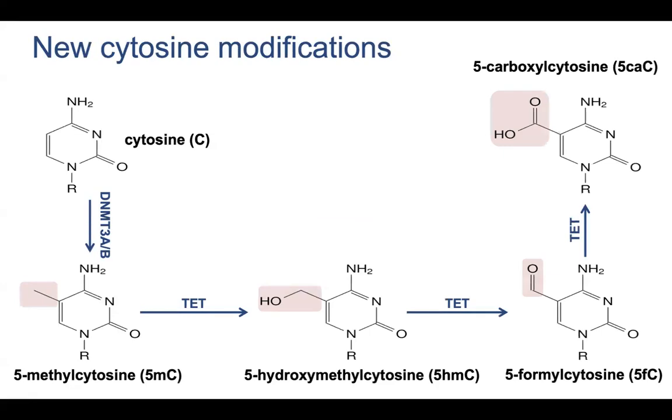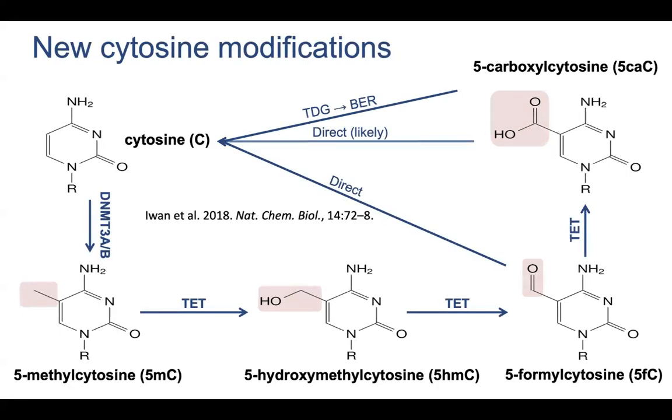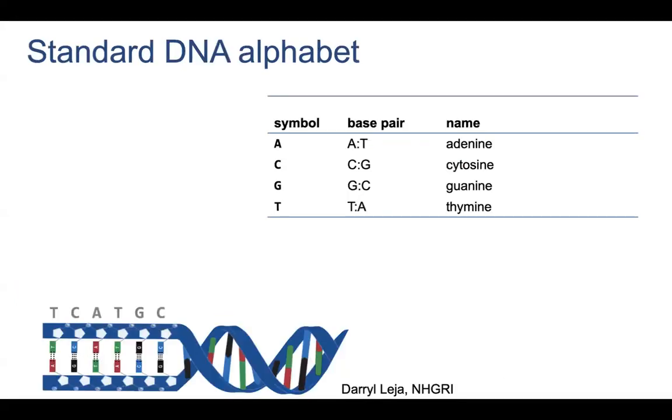These form the basis of the active demethylation cascade through which 5-carboxylcytosine is thought to often be converted back through the action of thymine DNA glycosylase, followed by base excision repair, to unmodified cytosine residues, although we now know that there are other mechanisms through which this can occur.